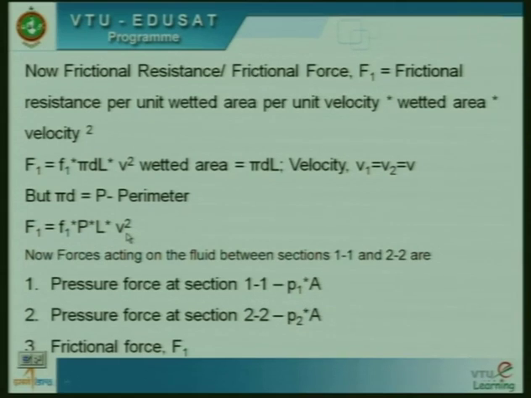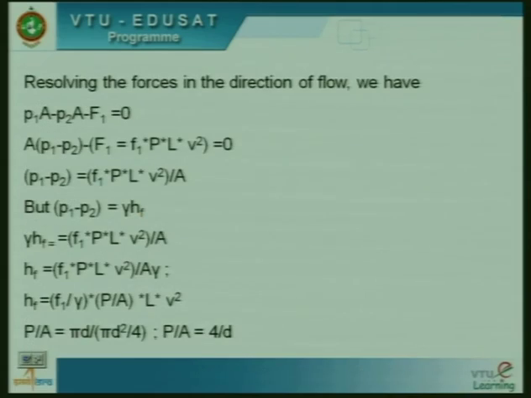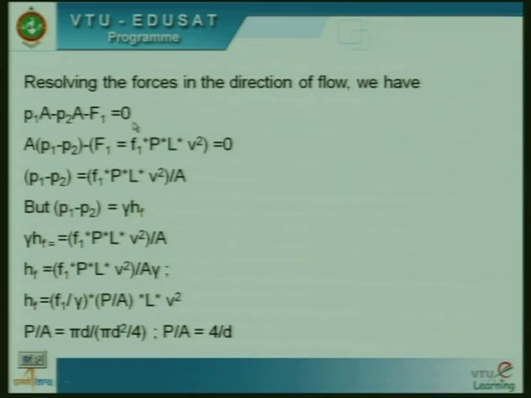So, what are the forces acting on the control volume? On one hand you have the pressure force, on the other hand you have the pressure force, and in between these two sections there is what is known as frictional force, which is always acting opposite to the direction of flow. You have three forces. Now, resolve these forces in the direction of flow and equate the same to 0. If you do that, you are going to get P1A minus P2A minus F1 is equal to 0.